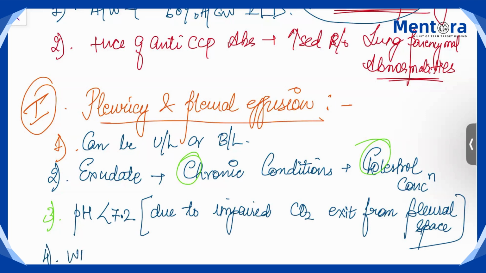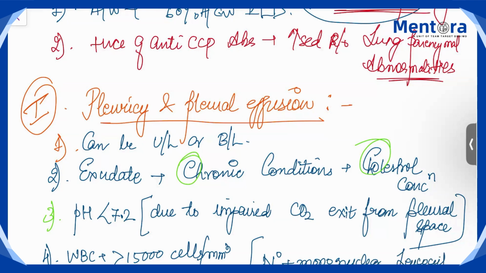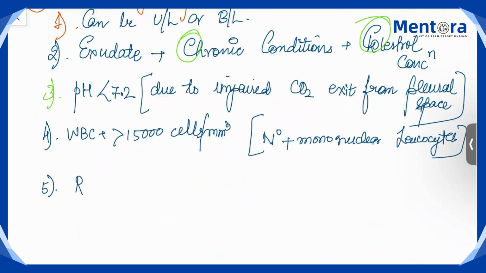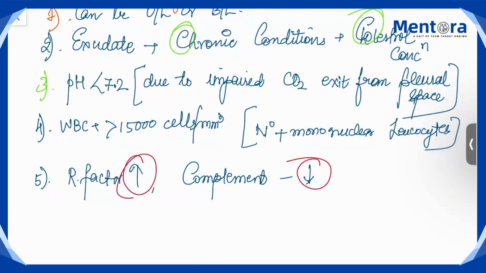Fourth, WBC count becomes more than 15,000 cells per mm cubed, and this will be mostly neutrophil predominant and mononuclear leukocytes. Then fifth, there is an increase in rheumatoid factor in the pleural fluid, and complement levels are decreased in the pleural fluid. So complement levels are decreased, rheumatoid factor is increased.